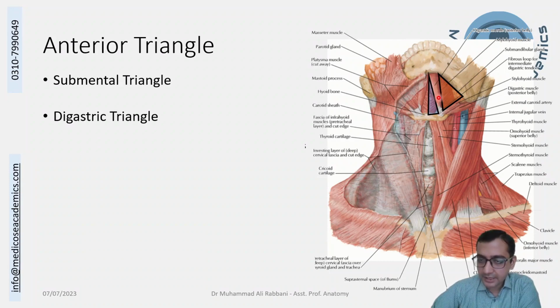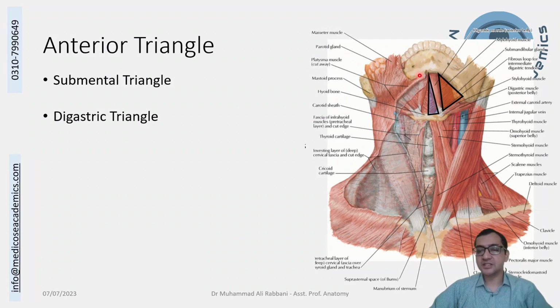The medial one will be the anterior belly of digastric. The posterolateral one will be the posterior belly of digastric. The anterolateral one will be the inferior margin of the mandible. So these are the three boundaries. This is called the submandibular triangle.